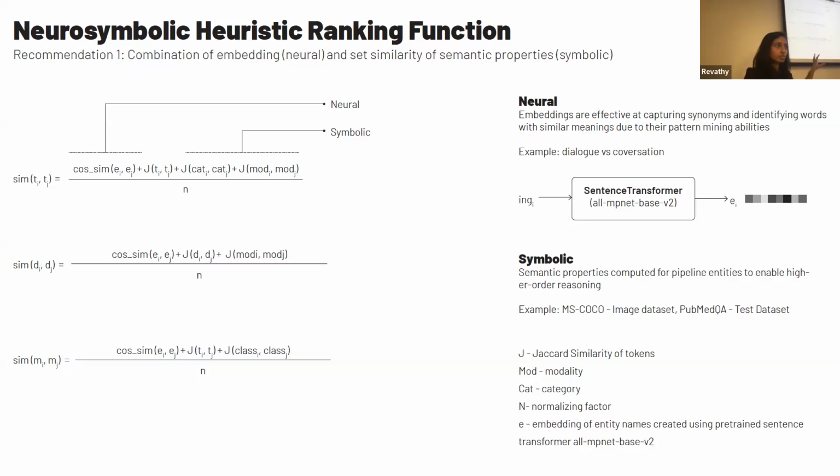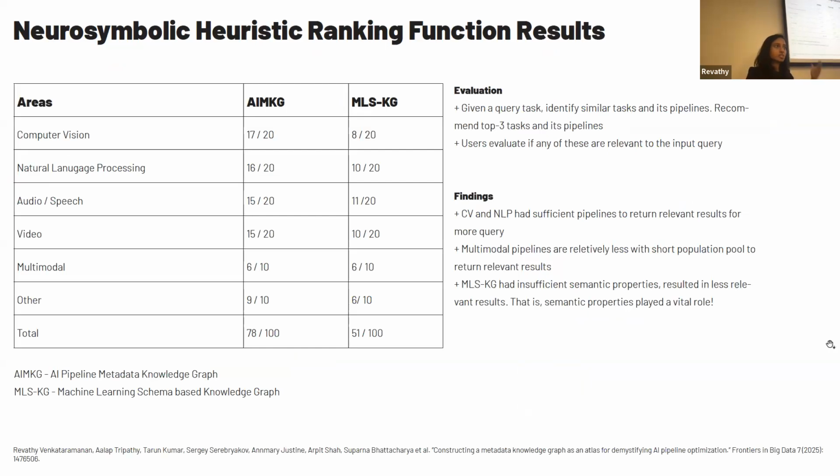Since there was no ground truth available for this domain, we had to rely on human expertise to give the evaluation. So we identified the following areas. So given a task, we identified a relevant task and its associated pipeline and asked the users or the domain experts to evaluate how relevant these results are.